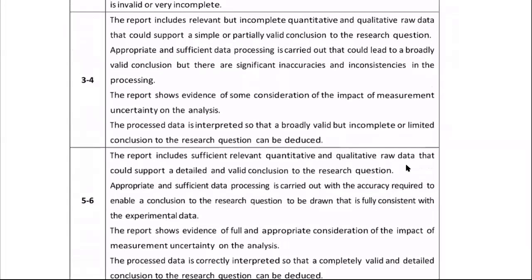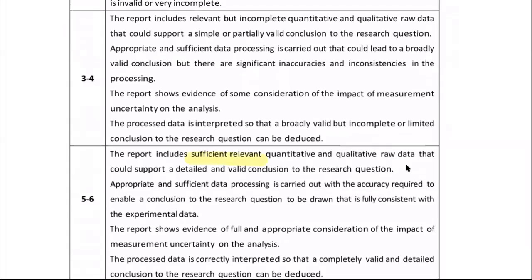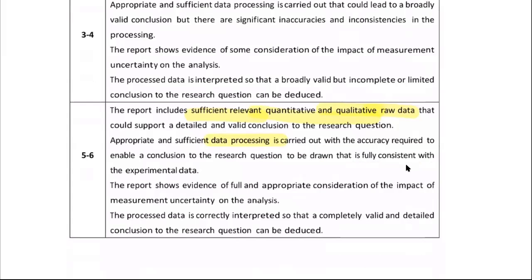This one says the report includes sufficient, relevant, quantitative and qualitative raw data. So raw data is what you directly collect from your measurements and your observations, and it's in a data table, okay? Appropriate and sufficient data processing is carried out with the accuracy required to support or enable a conclusion. So data processing, that's where you're taking the raw data and you're doing something with it. So you're doing calculations for something. You're taking it and you're making a graph of the data so that you can interpret the data on a graph, okay?